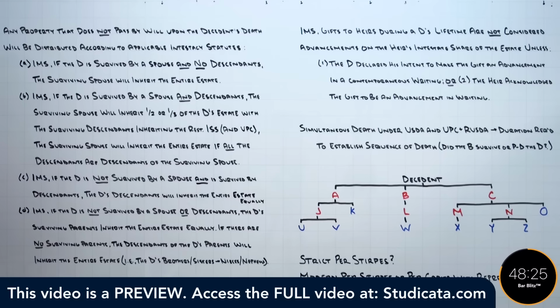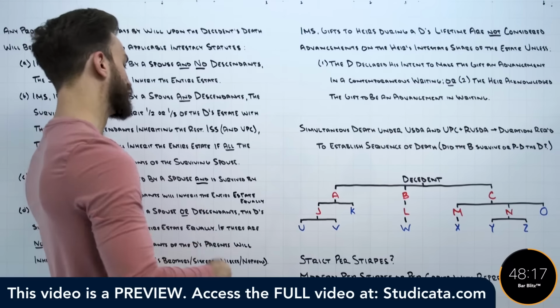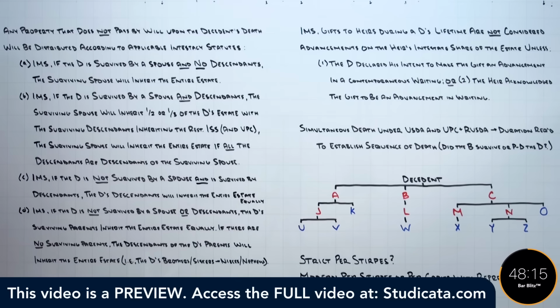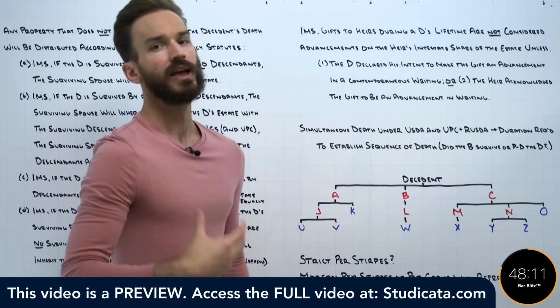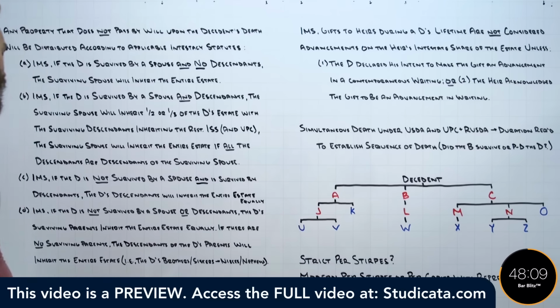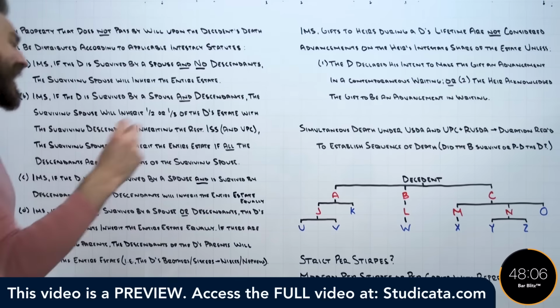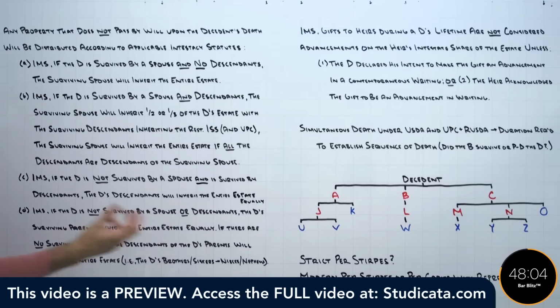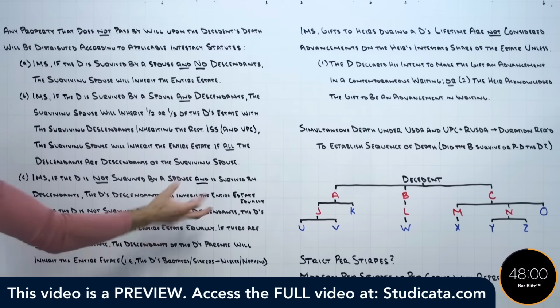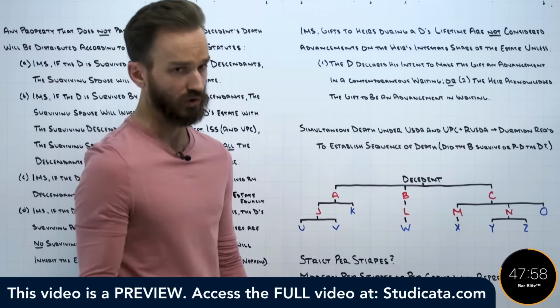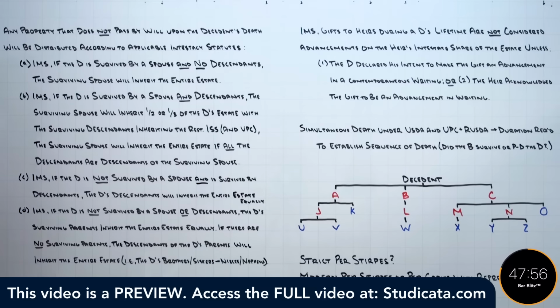Next, we can get to category C though. This is no, yes. In most states, if the decedent is not survived by a spouse and is survived by descendants, the decedent's descendants will inherit the entire estate equally. No problem there. Again, if the decedent is not survived by a spouse and is survived by descendants, usually the children, the decedent's children will inherit the entire estate equally. So our no, yes situation.